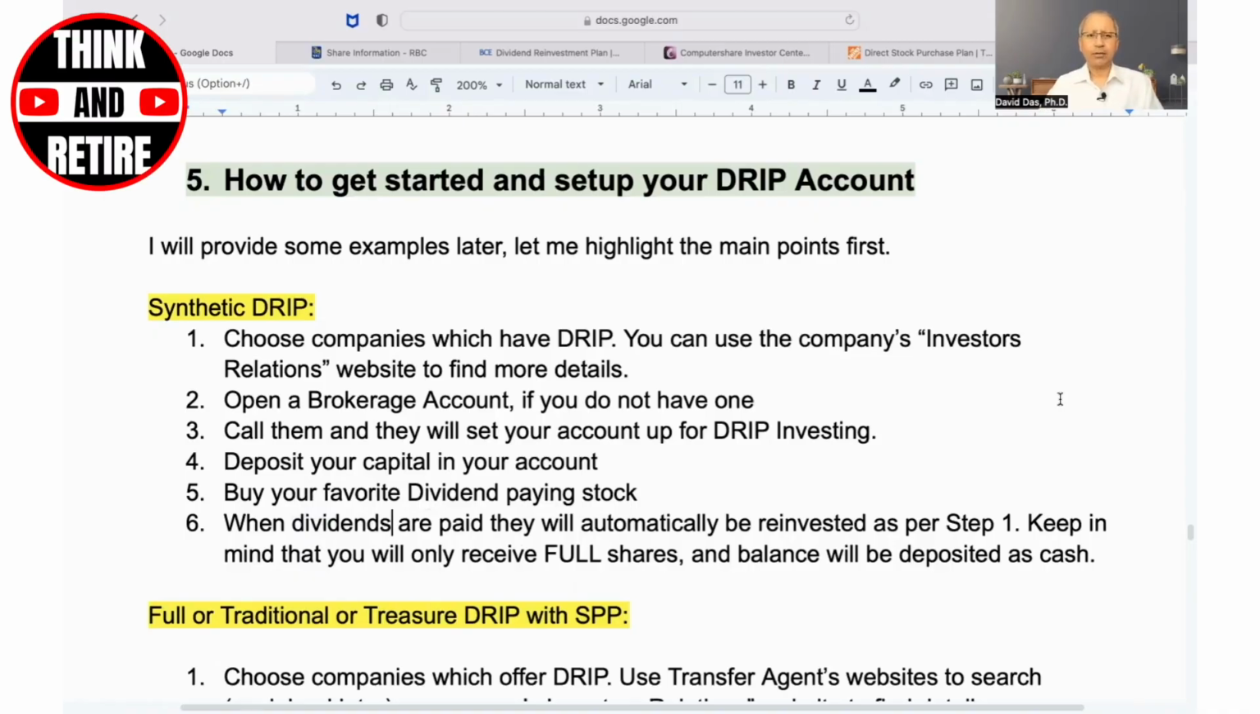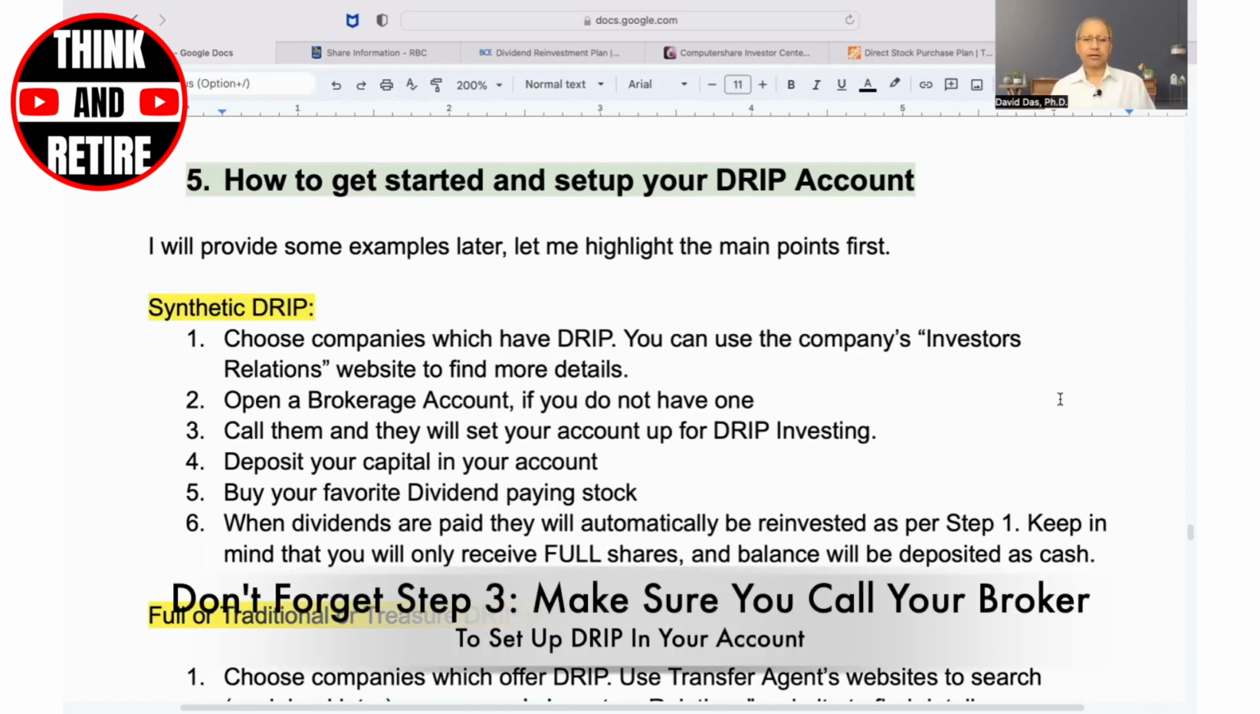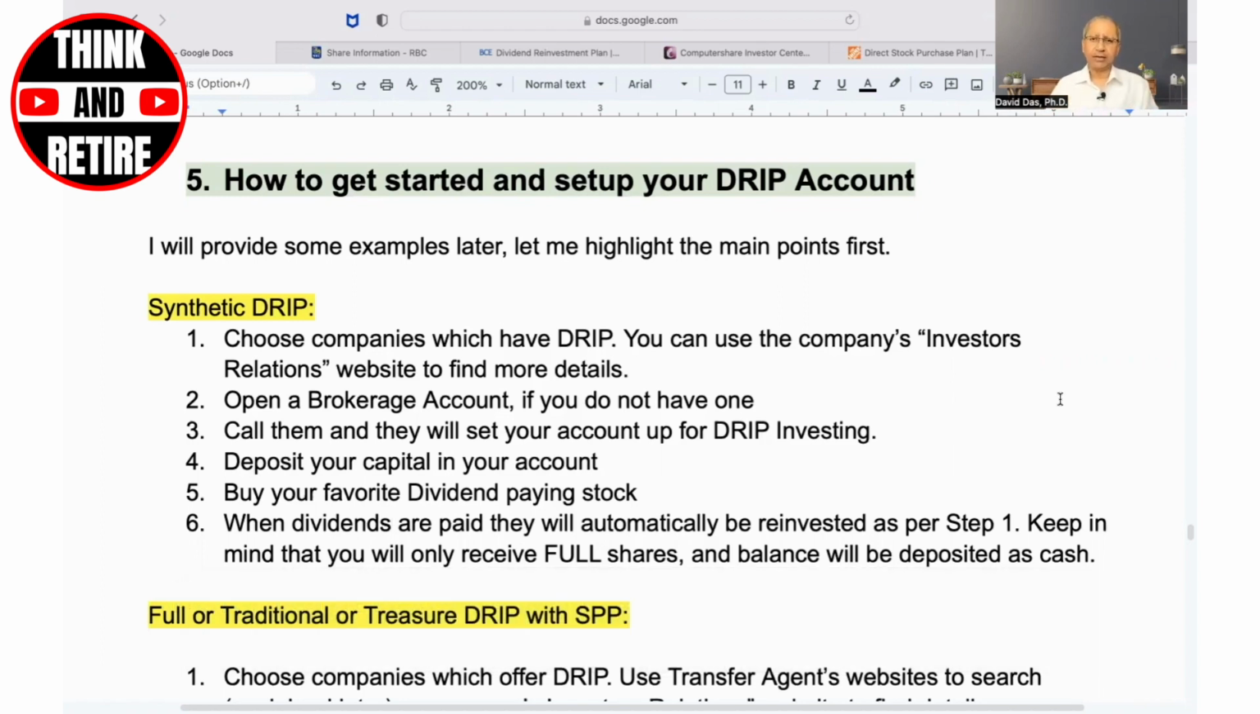Now we are going to talk about how to get started and set up your drip account. I will provide some examples later. Let me highlight some of the main points. For the synthetic drip, you have to find companies which offer drip. You can use the company's investor relations website to find more details. If you do not have one, open a brokerage account, deposit some cash, then buy your favorite dividend stock. When the dividends are paid, they will automatically be reinvested. Keep in mind that you will only get full shares, and any balance remaining will be deposited as cash.